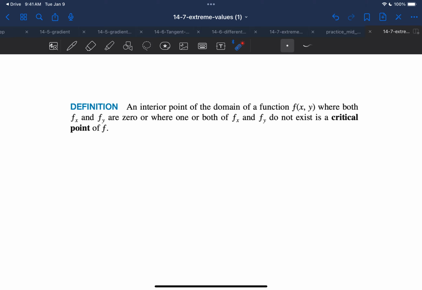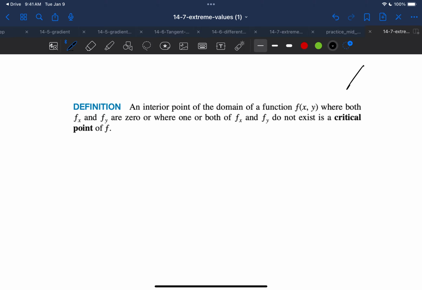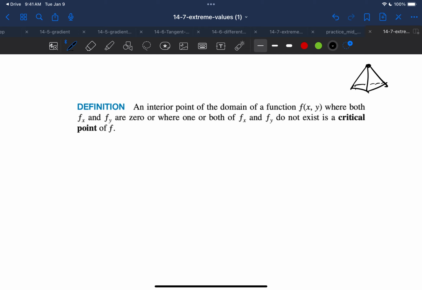Those candidate points are part of the critical points. And if there is something like a kink, so for example, like this surface, then at this point, at this corner, there's no derivative. Then this is also a critical point. And those critical points are candidates for local extremes.